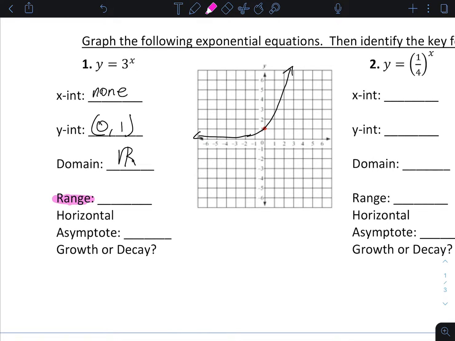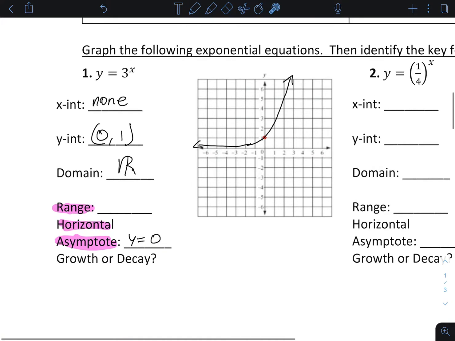So with this here, my range, I'm actually going to say my horizontal asymptote first. Like I said earlier, my horizontal asymptote was the x-axis, or the equation y = 0. My equation is never going to touch that line y = 0. It's going to get close, but it's never going to touch it. The reason why I did the asymptote first is because now I can figure out what my range is.